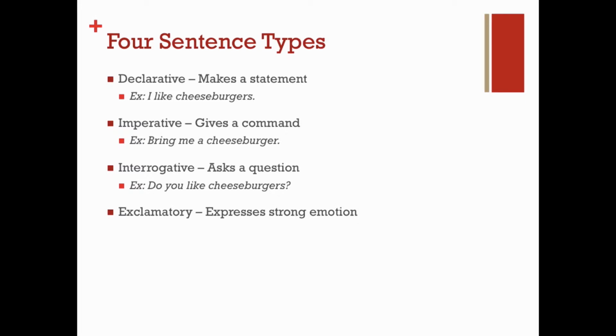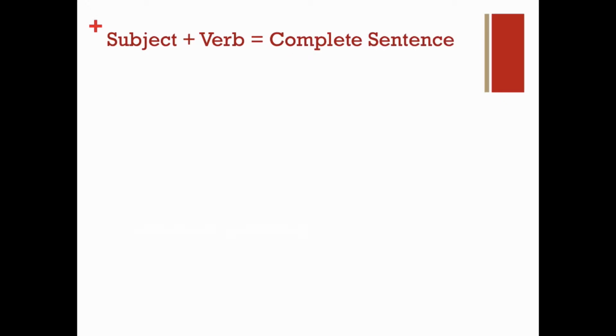Lastly, exclamatory sentences express strong feeling or emotion. And the example I have here is, this cheeseburger is delicious, because cheeseburgers are delicious. Okay, just to run back with some review, subject plus verb equals a complete sentence. So in each of those examples that I just gave you, we had a subject and a verb for each of them. Here are some more examples for you.